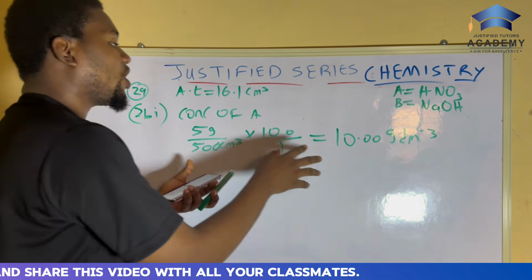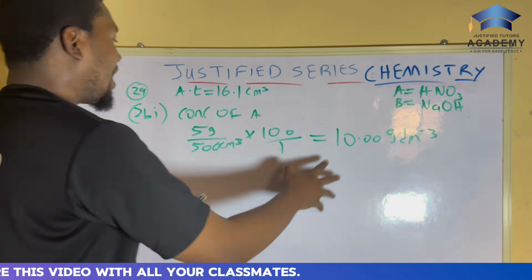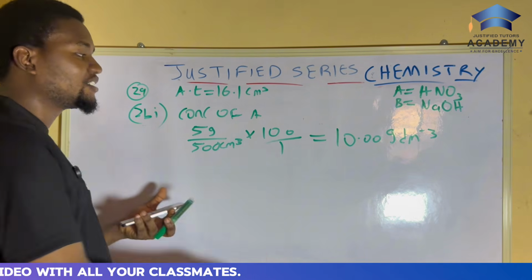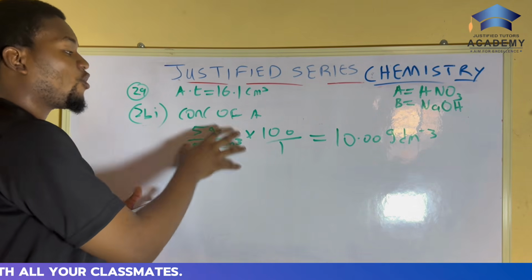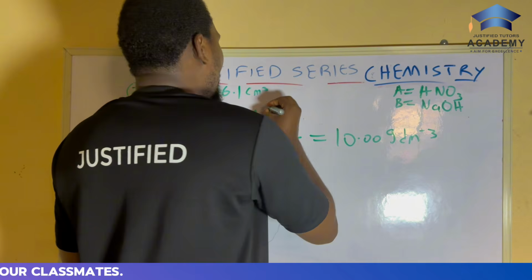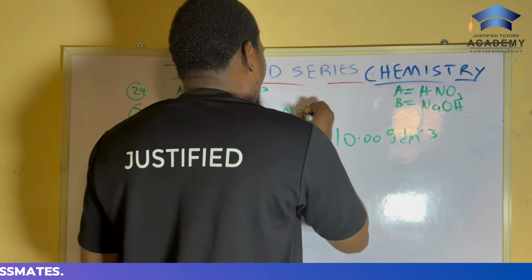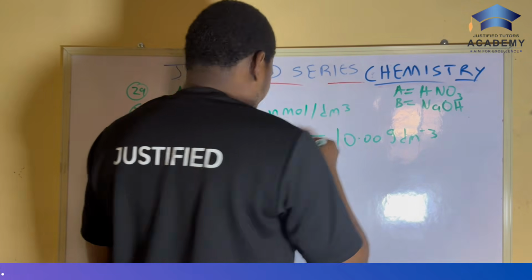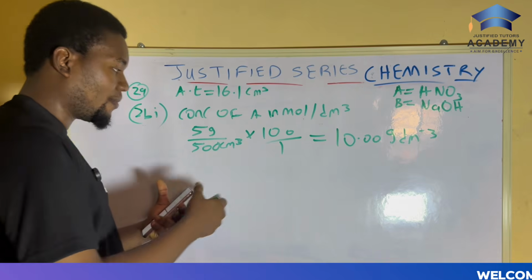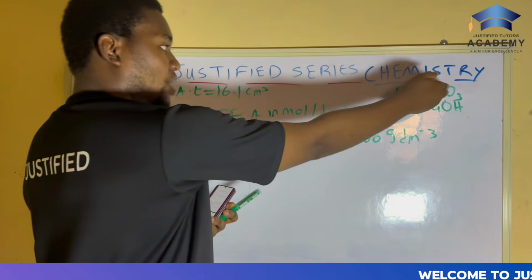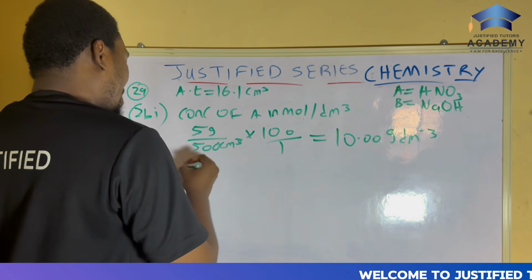Now, since we already have our gram per dm cube, the formula for conc of A in mole per dm cube is this over molar mass. So the next thing we do is find the molar mass of HNO3.